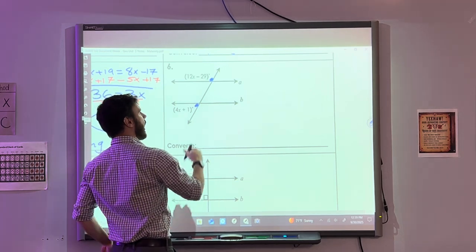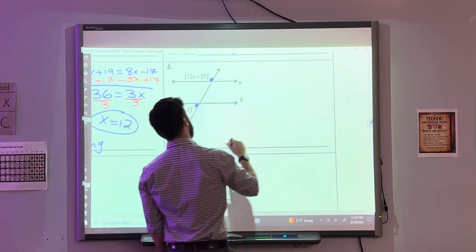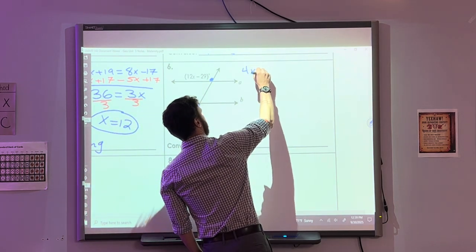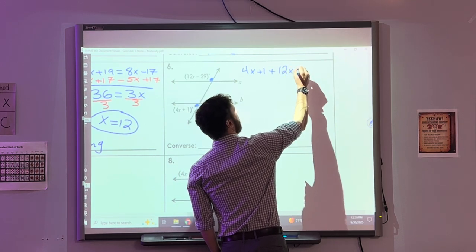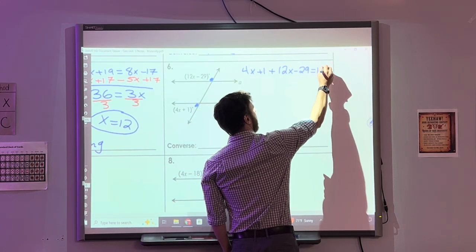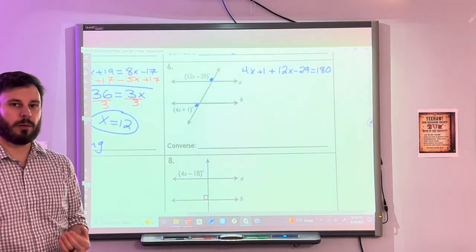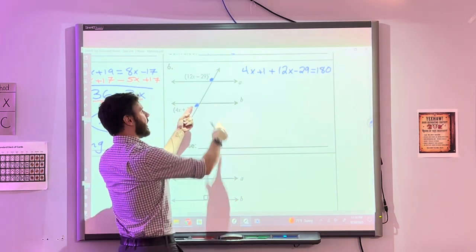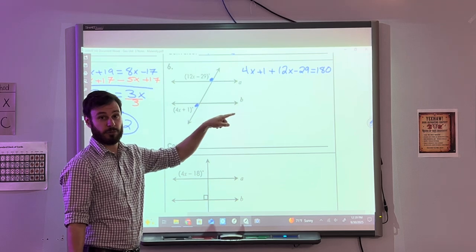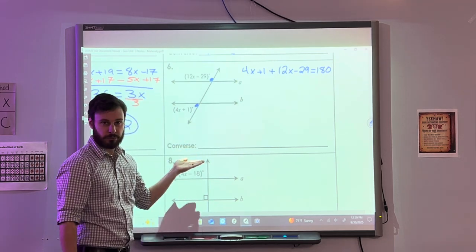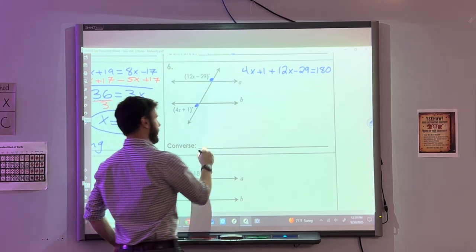Right here, I know they should be supplementary. I know that. So I know my equation is going to be 4x plus 1 plus the other quantity, 12x minus 29. Together, they're gonna make 180. So I can get the math part of this right if I just remember that shortcut. One of each kind of angle, supplementary, or if they're both the same kind, I'm gonna write them to be the same. But that doesn't give me my converse. So I still need to know my angle relationship anyway. They are consecutive exterior.